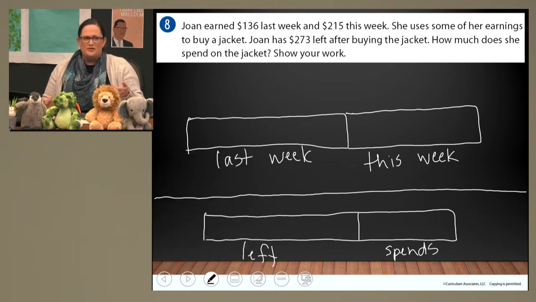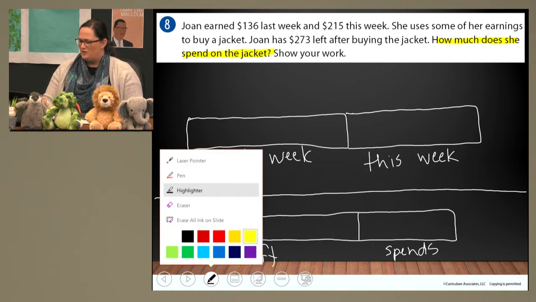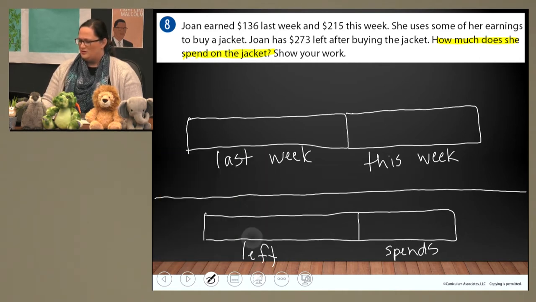Joan earned $136 last week and $215 this week. She uses some of the earnings to buy her jacket. That's what she spends. Joan has $273 left after buying the jacket. How much does she spend on the jacket? So what are we trying to figure out? How much does she spend on the jacket? So where is that question mark going to go? Yeah, on spends.